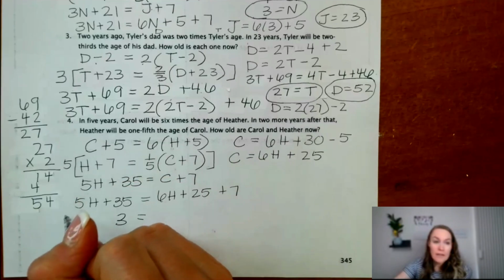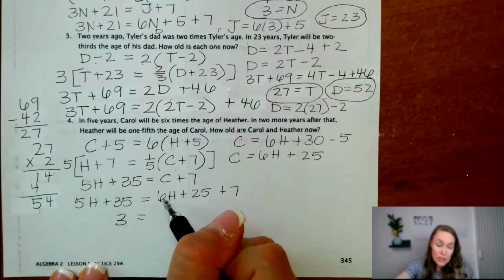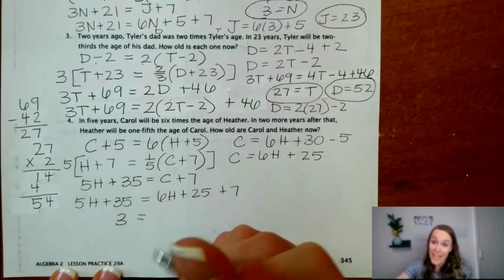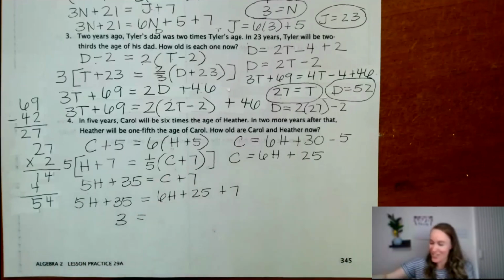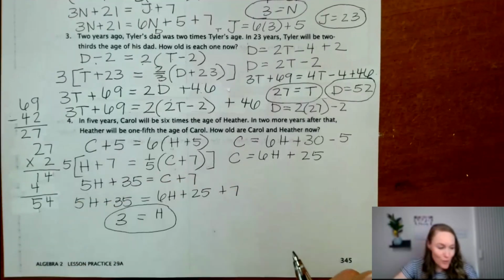And then 5h, I'm going to subtract that over to the other side. 6h minus 5h is 1h, or just h. So it looks like Heather is just 3 years old.